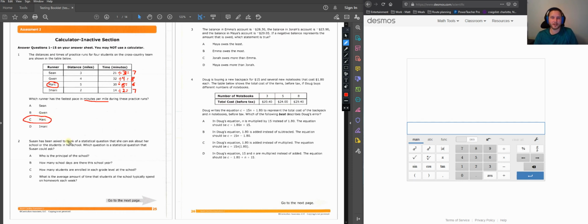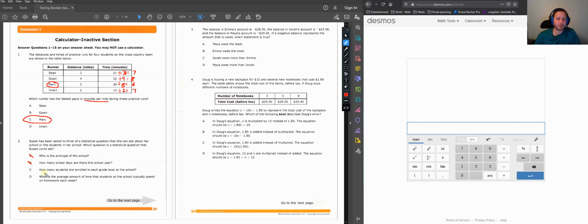For number 2, it says Susan was asked to think of a statistical question that she could ask about her school or students, and what would be a good statistical question? Who is the principal of the school? That's not a good question. There is only one correct answer. How many school days are there? Again, not a good statistical question. There's only one answer.